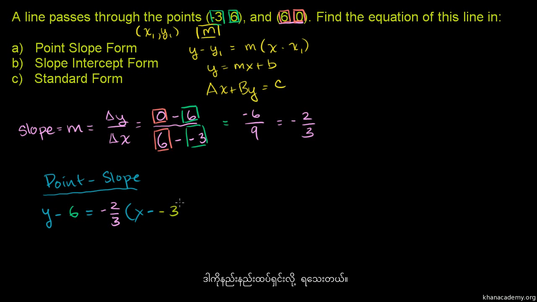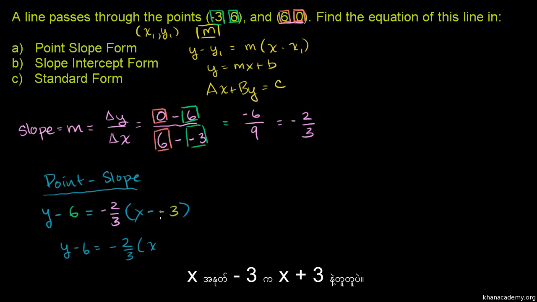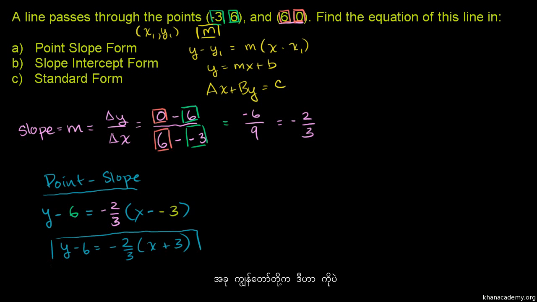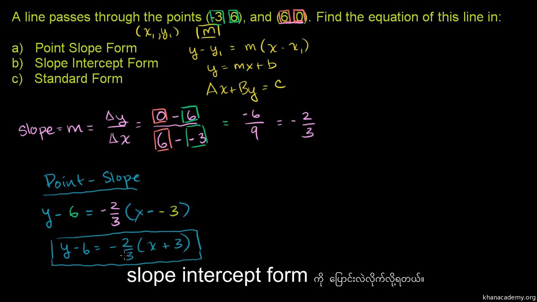And we're done. We can simplify it a little bit. This becomes y minus 6 is equal to negative 2/3 times x. x minus negative 3 is the same thing as x plus 3. This is our point slope form. Now, we can literally just algebraically manipulate this guy right here to put it into our slope intercept form.